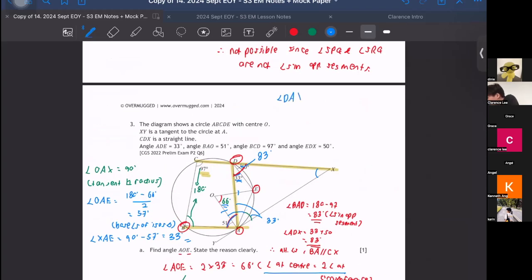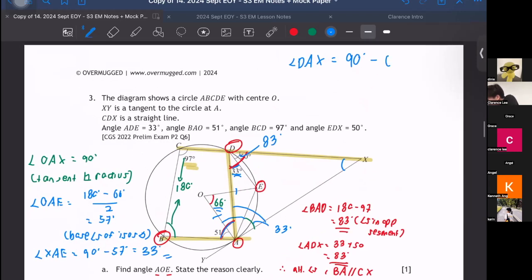Angle DAX will just be 90 degrees minus 83 minus 51. So what is 83 minus 51? You are finding this particular angle over here, which is OAD. And 90 degrees is OAX. So if you remove OAD from OAX, you will get DAX. So this will give you 58 degrees.